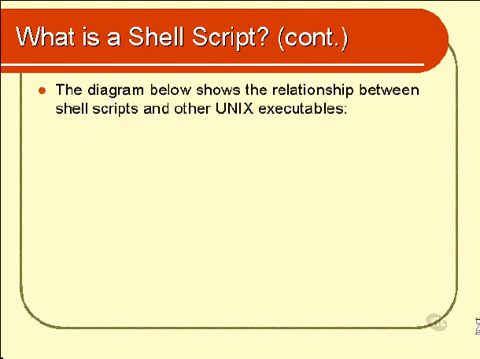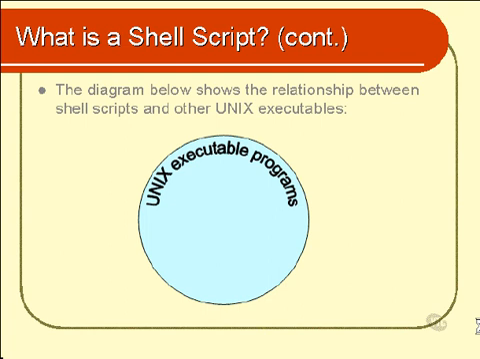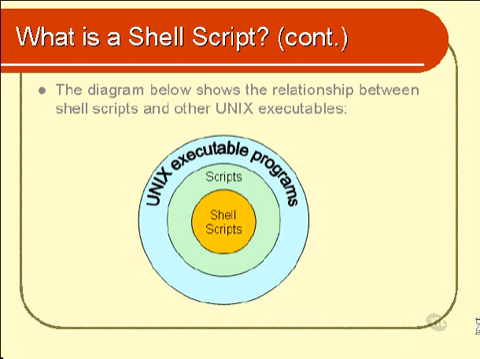Let's look at a diagram. Think of this circle as all of the Unix executables that are available. Now, a subset of those are scripts, the rest of course being binary executables, and a subset of those are shell scripts, the rest being awk scripts or Perl scripts or sed scripts or something else. Let's now actually go and have a look at an actual Unix shell script.